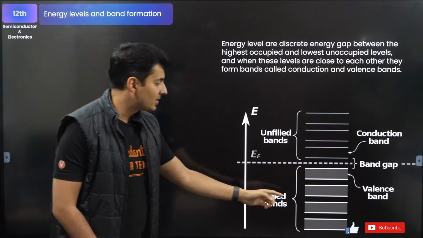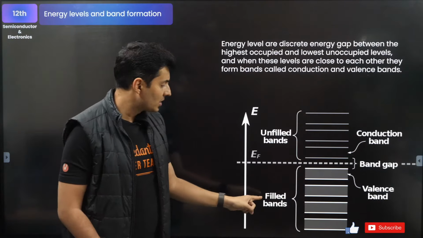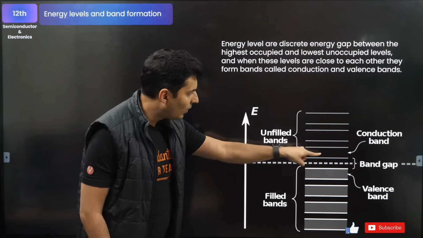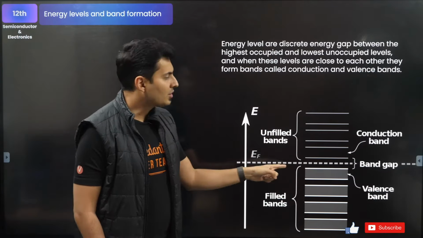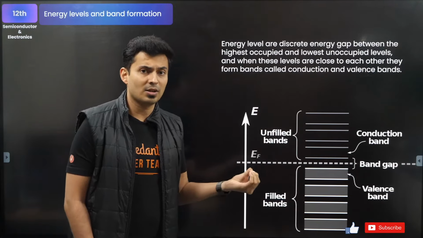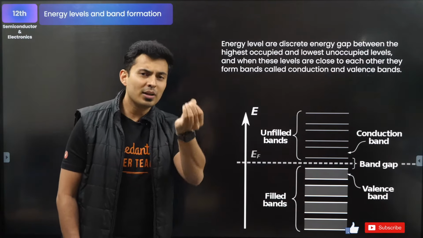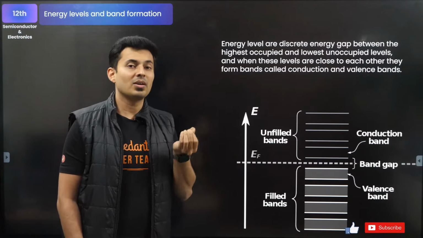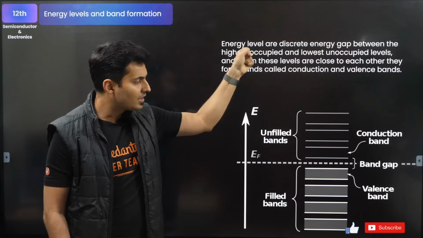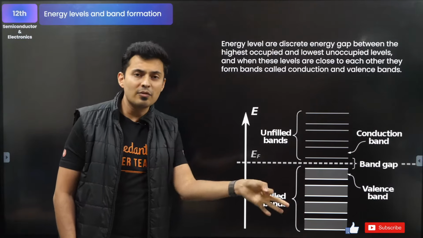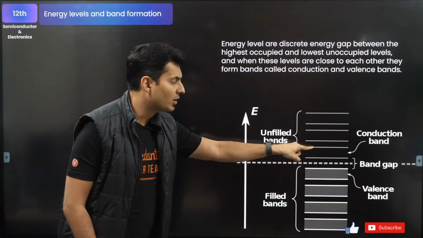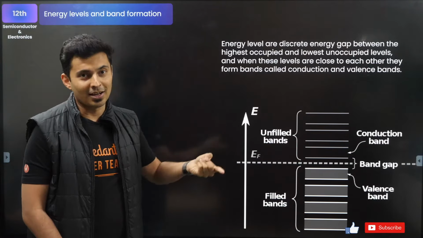Now the topmost filled band is called the valence band, and the lowermost unfilled band is called the conduction band. Electrons inside the conduction band are responsible for the conduction of electricity because they are readily available, they are easily plucked out from the higher energy levels, and they can easily flow, constituting the current. So an electron might jump from here to here and contribute to the current.